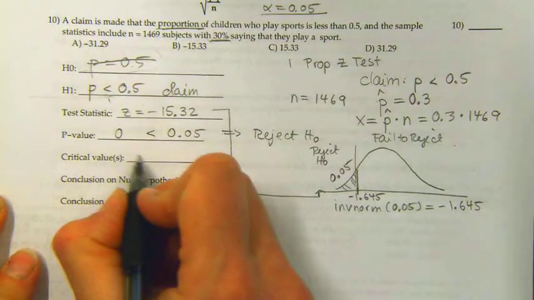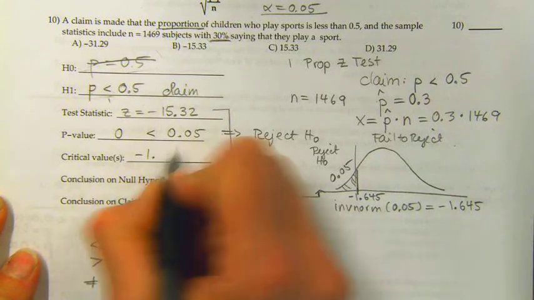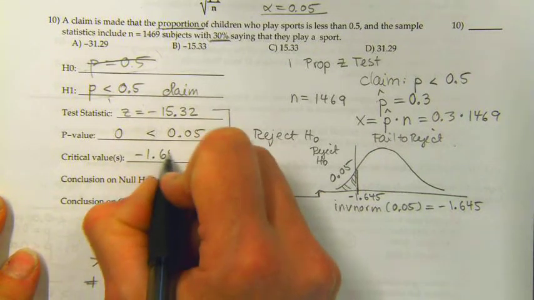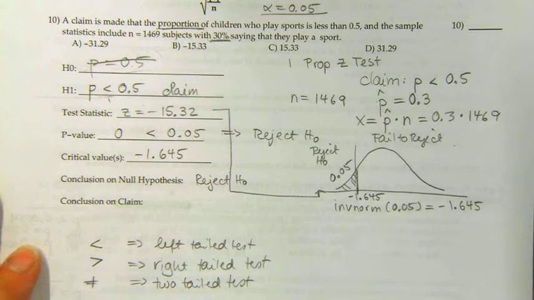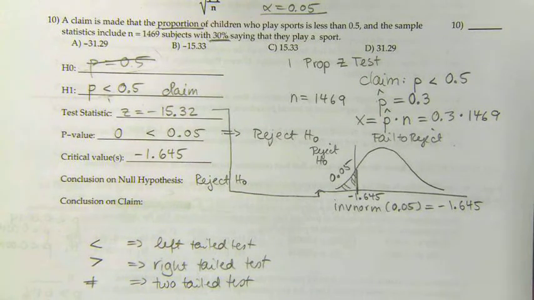So the critical value is negative 1.645, just a negative one because it's a left tail test. And so now we've done pretty much the whole hypothesis test. We found our test statistic. We've found the p-value. We found the critical value. We've drawn our curve. We've come up with our conclusion. The very last thing is to write down the final conclusion.